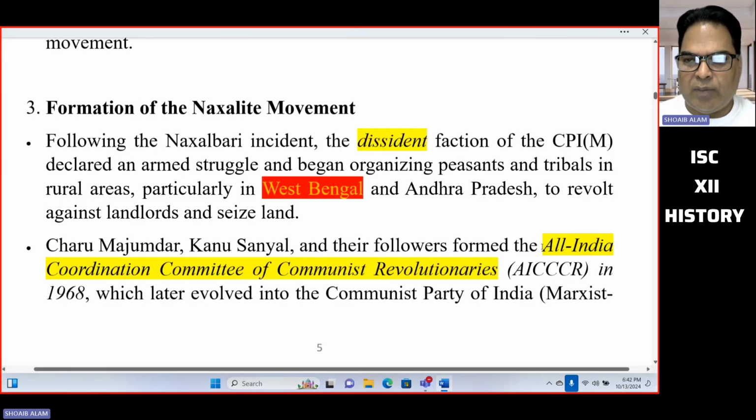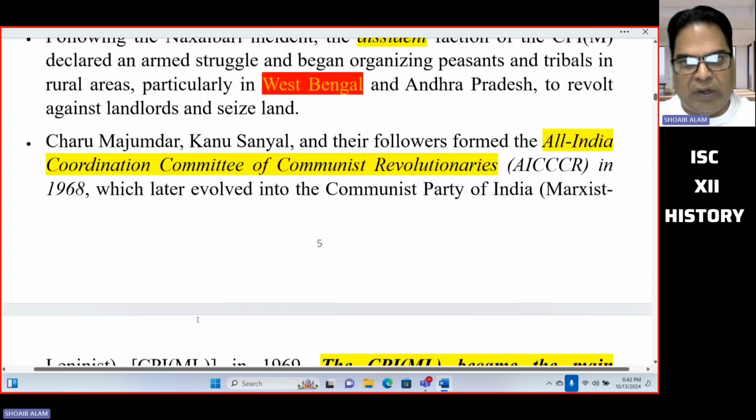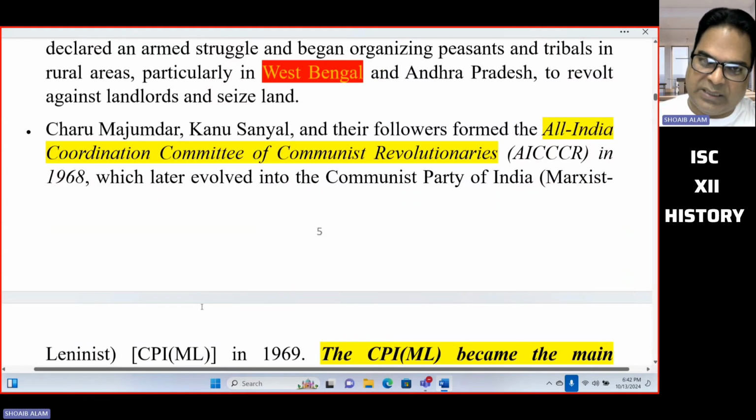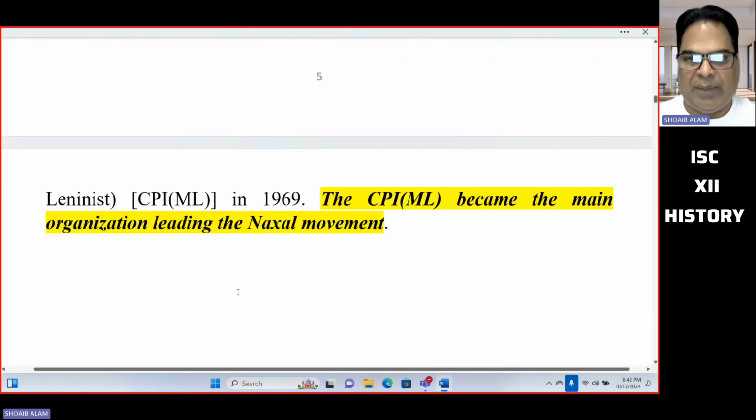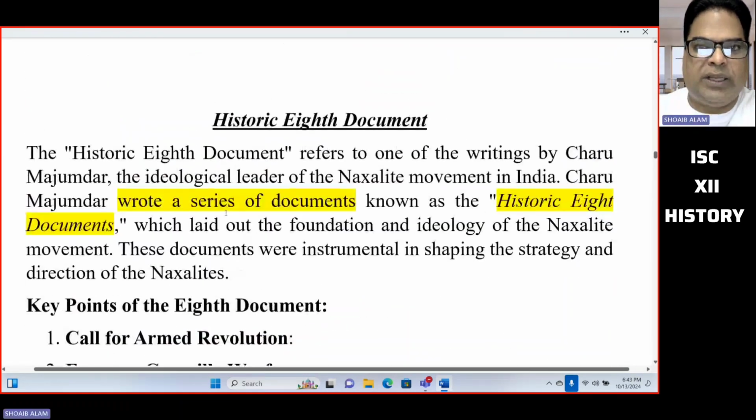Okay, first of all, they formed the All India Coordination Committee of Communist Revolutionaries in 1968, which later evolved into the Communist Party of India, Marxist-Leninist, that is CPI-ML. CPI-ML became the main organization leading the Naxal movement. Is that clear? Historic Eight Documents.